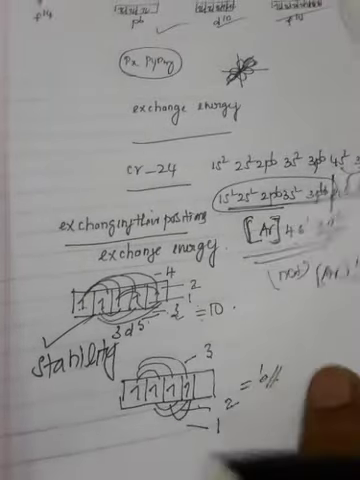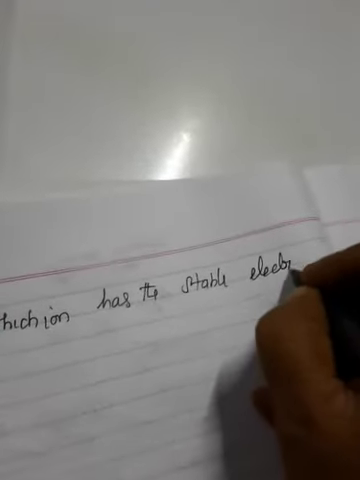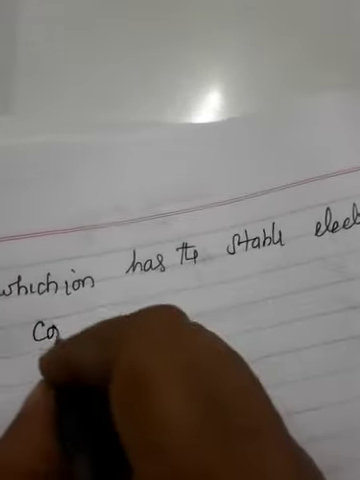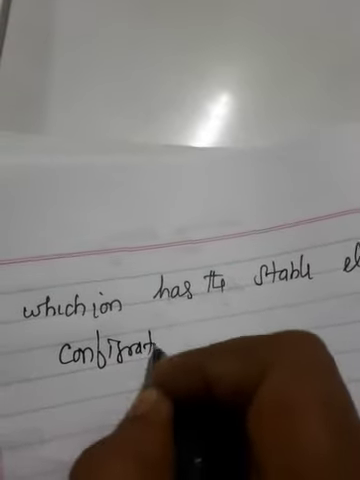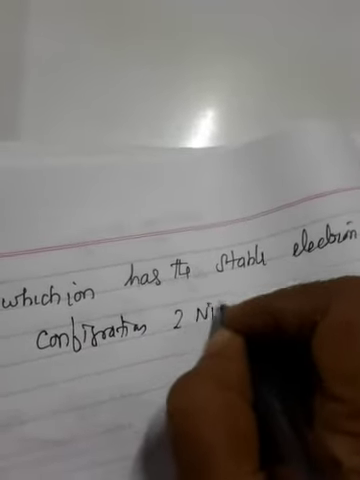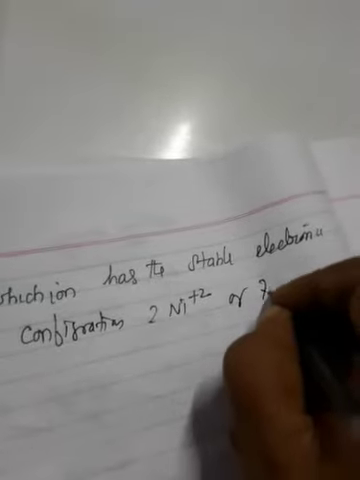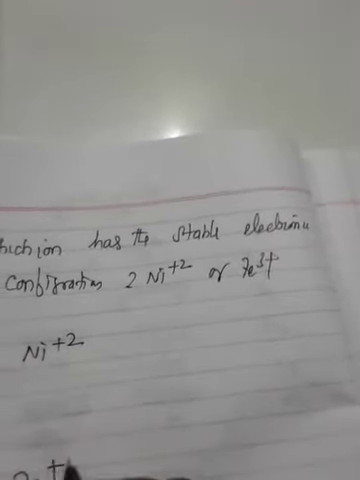One more example I will say. For example, this is a question: which ion has the stable electronic configuration, that is, Ni plus 2 or Fe plus 3? The question is asked like this: Ni plus 2 or Fe plus 3.